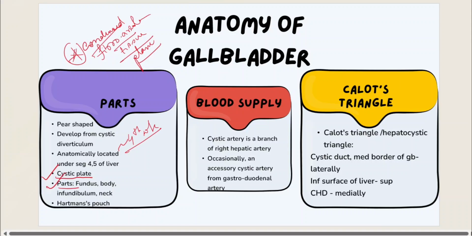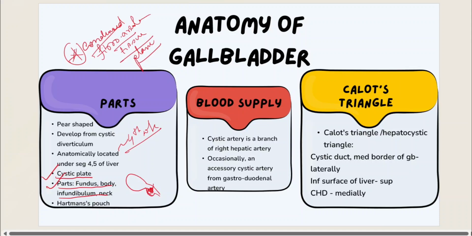Now, what are the different parts of the gallbladder? They are divided into fundus, body, infundibulum, and neck. Now, coming to Hartmann's pouch, what is Hartmann's pouch? It is a pathological condition. What happens when the gallstone is impacted? Suppose this is the GB. When the gallstone is impacted here at the neck, it will produce an outpouching. This is the pathology in the infundibular region created by the gallstone.